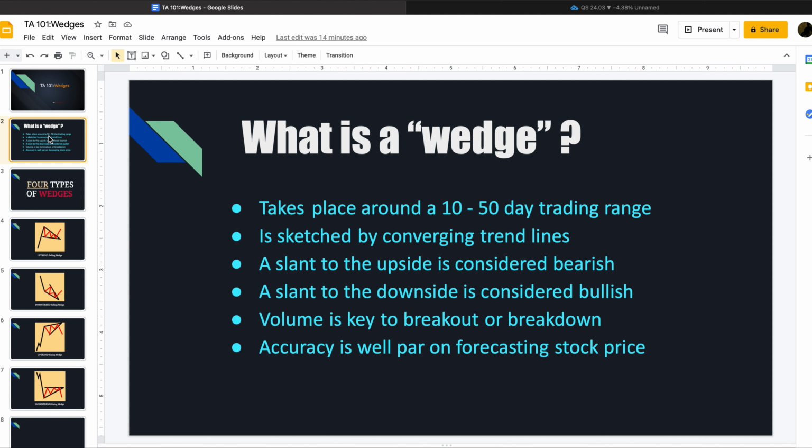So what is a wedge? A wedge normally takes place around 10 to 50 trading days. It's sketched by converging trend lines, and a slant to the upside is considered bearish. A slant to the downside is considered bullish. We're going to go over a couple examples so you guys can see what I mean by that. And volume is very, very important because it's key to the breakout or to the breakdown. Finally, the accuracy is well on par for forecasting stock price, meaning that there's a high percentage rate of success when using a wedge pattern.